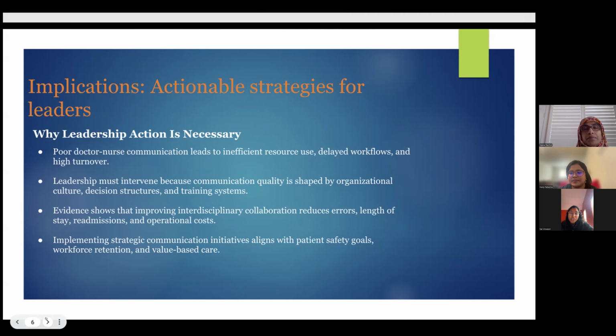Leadership plays a major role because communication quality is shaped by the systems, culture, and structures leaders create. Research shows that strengthening interdisciplinary collaboration reduces medical errors, length of stay, and readmissions, all of which will improve resource management. So the biggest takeaway is that improving communication is not optional, it is a leadership responsibility tied to patient safety, efficiency, and retention. Moving to the next slide.